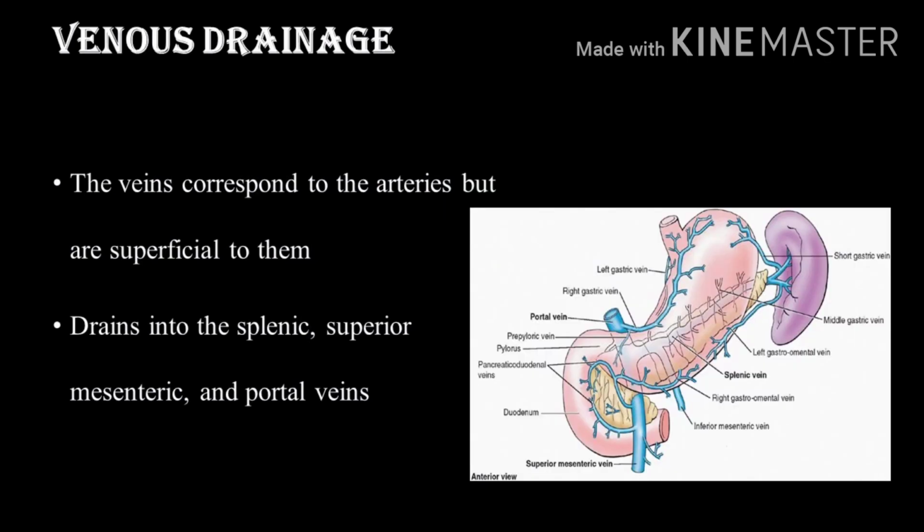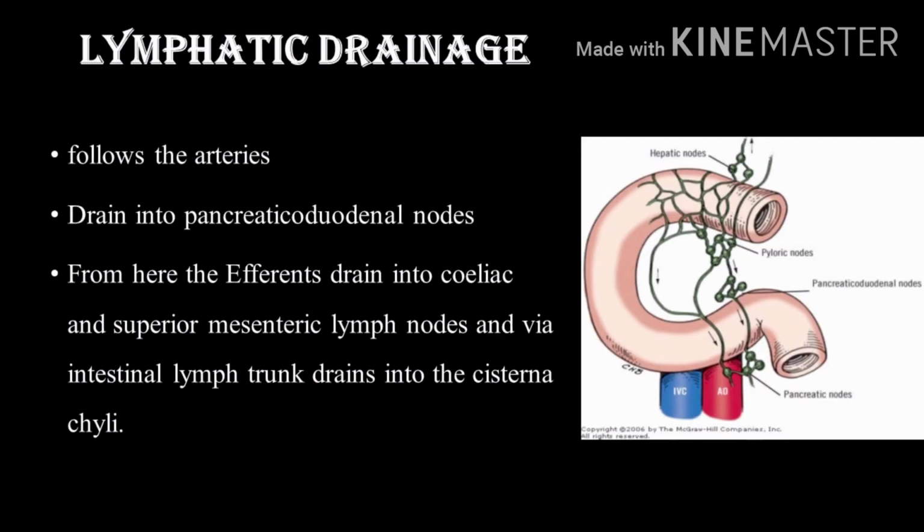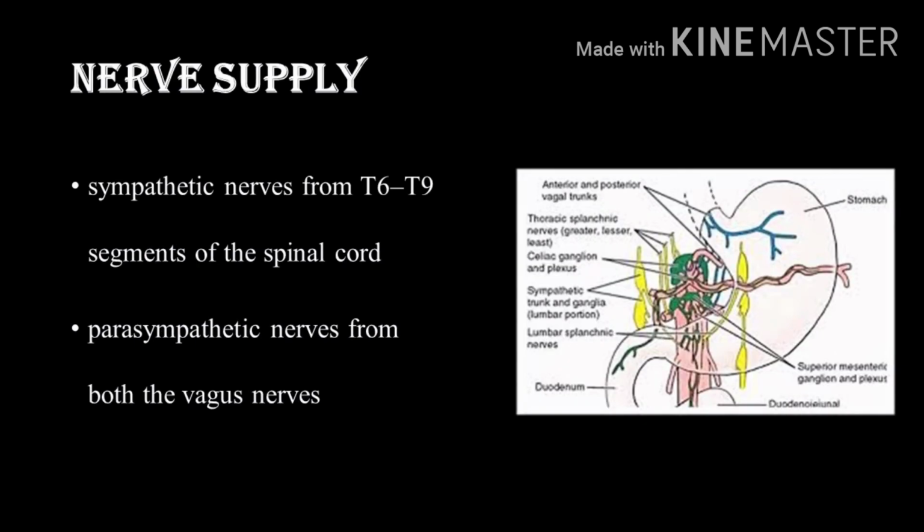Venous drainage of the duodenum. The veins correspond to the arteries but are superficial to the arterial arcades. They drain into the splenic, superior mesenteric and portal veins. Lymphatic drainage. The lymph vessels follow the arteries and most of them drain into pancreatico-duodenal nodes lying along the inner curve of the duodenum. From here, the efferents drain into the celiac and superior mesenteric lymph nodes and ultimately via the intestinal lymph trunk into the cisterna chyli.